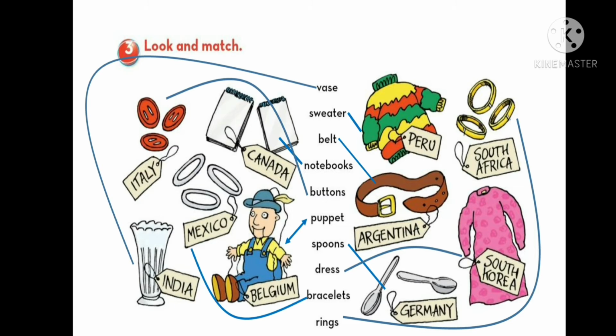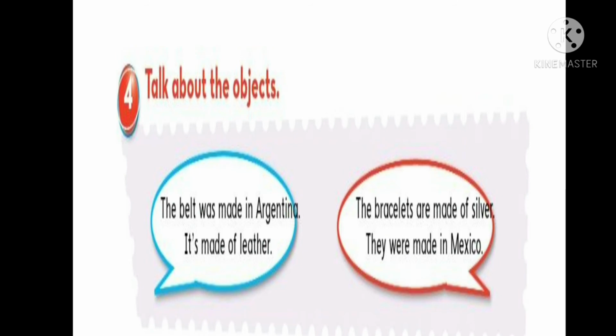As we noticed, was made, were made. So I used the passive voice form. Now again we will talk about the objects using the passive voice.